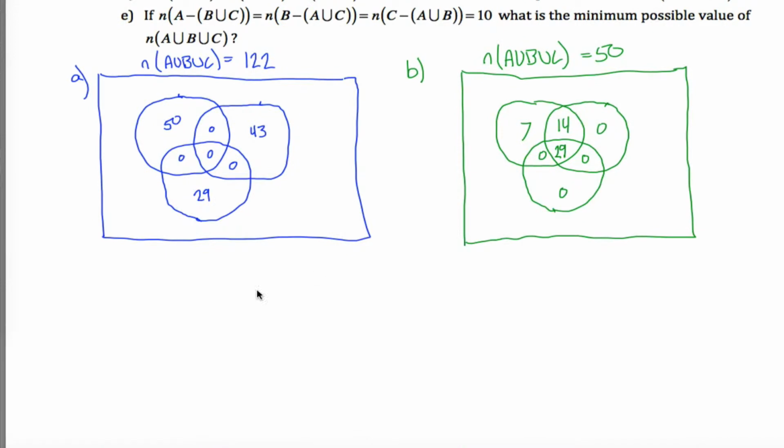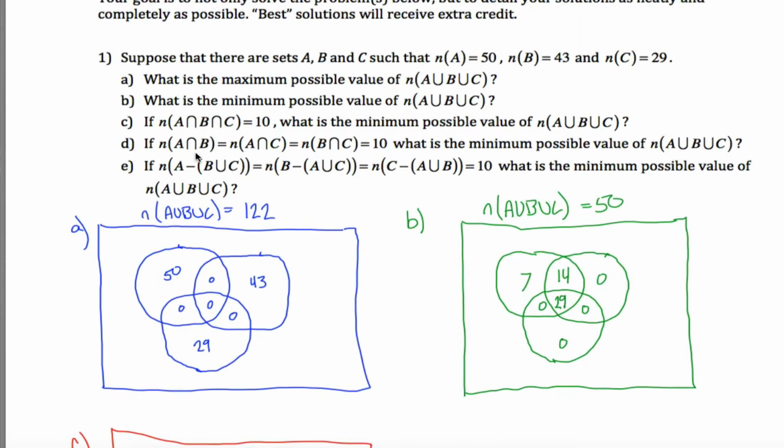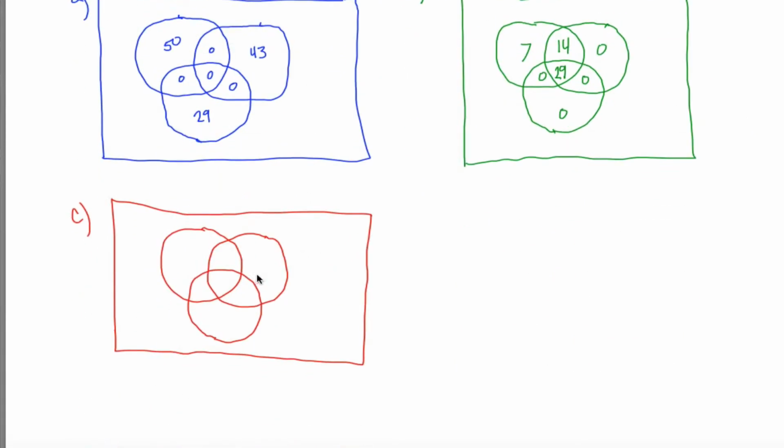All right, what about part C here? We're going to end up doing the same thing, so I'll draw the picture first. Not the best picture, but it'll work. I'll draw my sets. I'm going to make that set A, that's set B, and here's set C down here. In this problem, I'm told that the intersection of A, B, and C is 10. So I have exactly 10 elements right here.